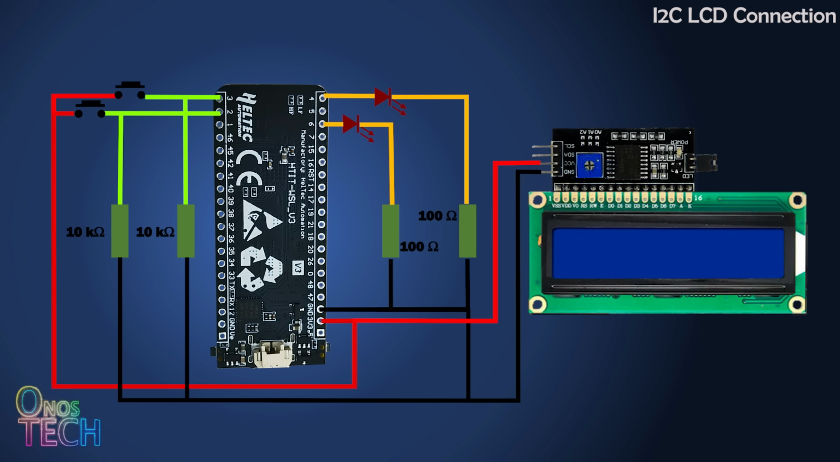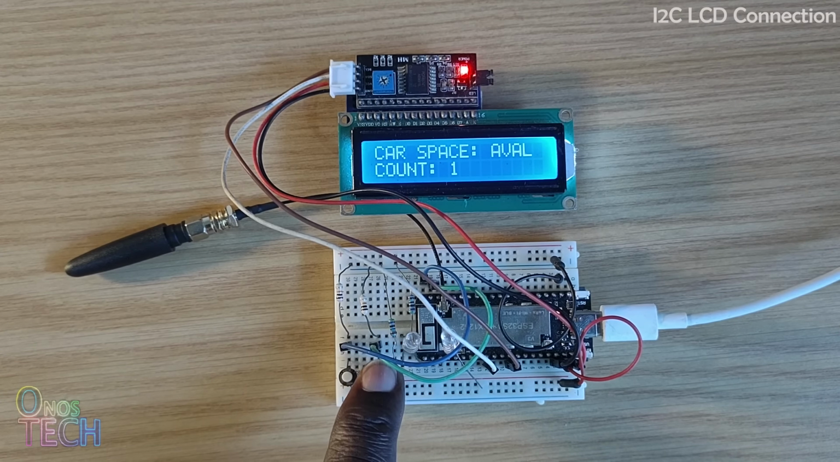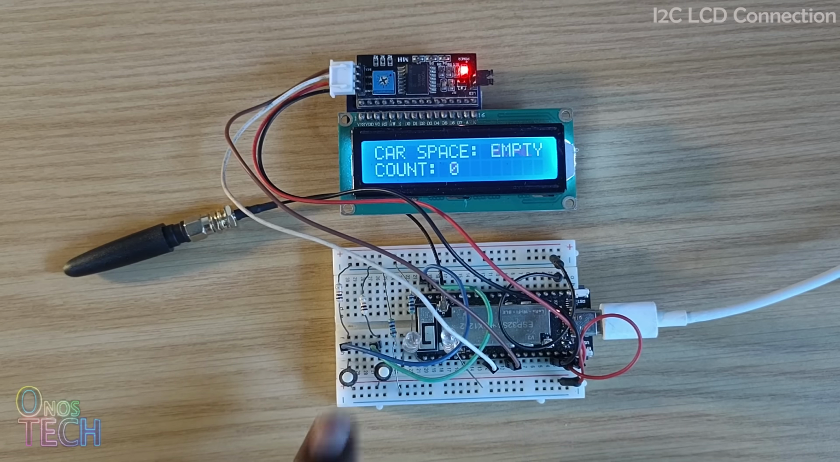Now let's update the previous circuit to connect the SDA of the I2C LCD to GPIO17 and the SCL to GPIO18. The display should show the live parking status and count. Now the LCD shows empty and 0 count. Press button 1 to increase the count. The status changes from empty to avail. When the count reaches 3, the status changes to full. Press button 2 to decrease the count back to 0 and the display returns to empty.